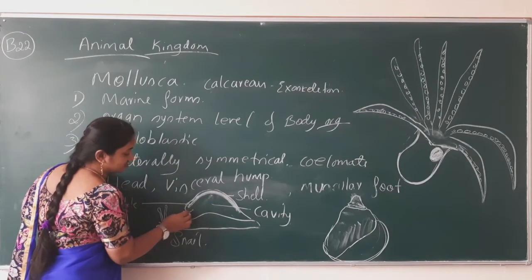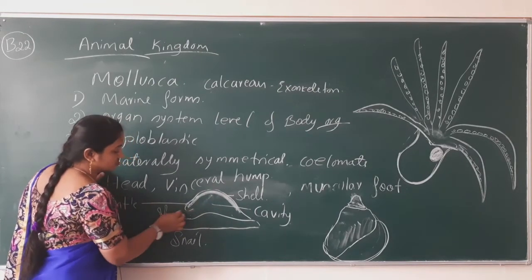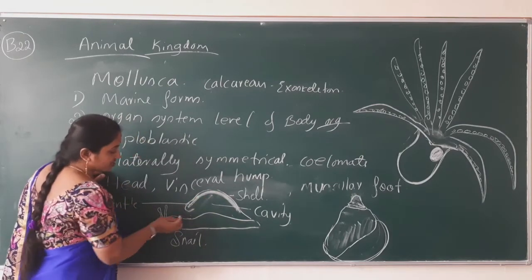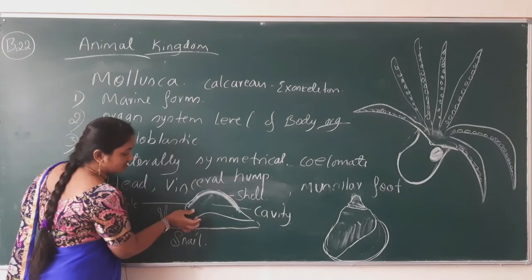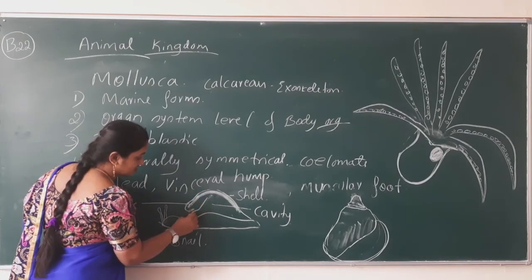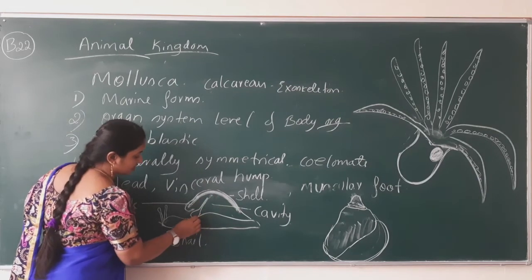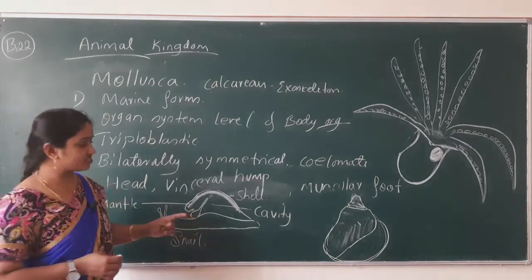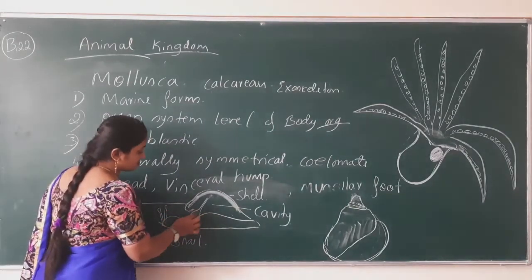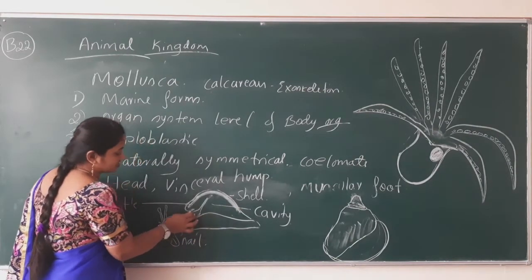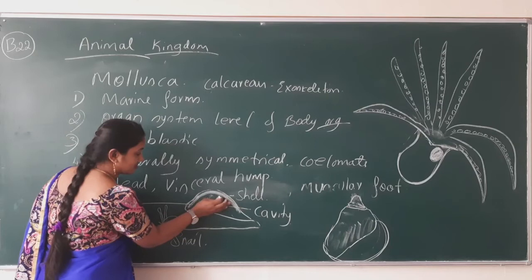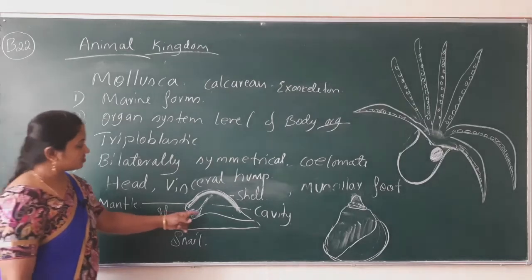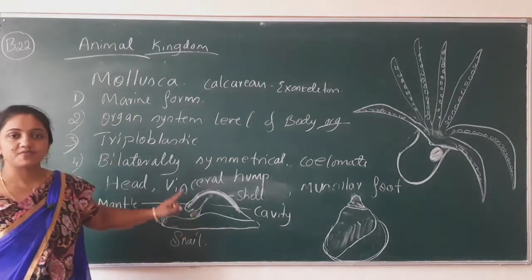So I'm going to erase this. I'll write one more time so that you can understand. So this is the shell of the animal. Here it has a small opening. There it has gills. Those gills are present in the mantle cavity, and they are meant for respiration and excretion.